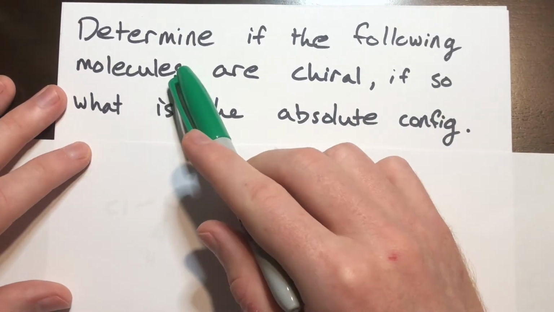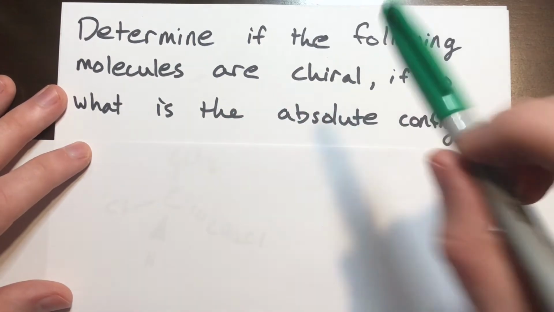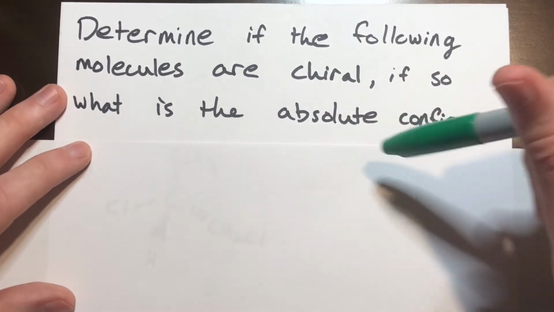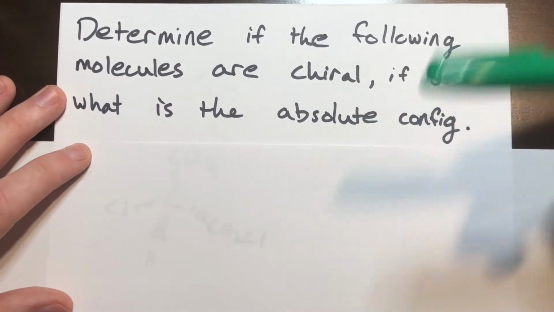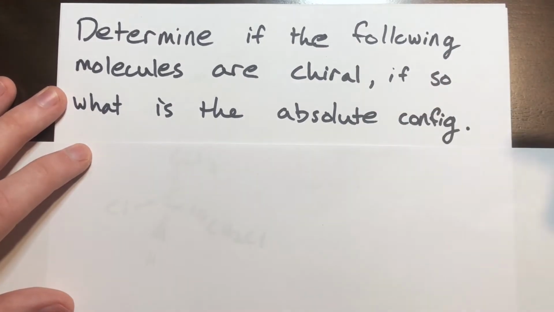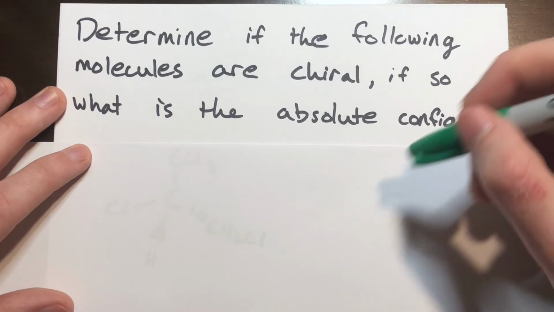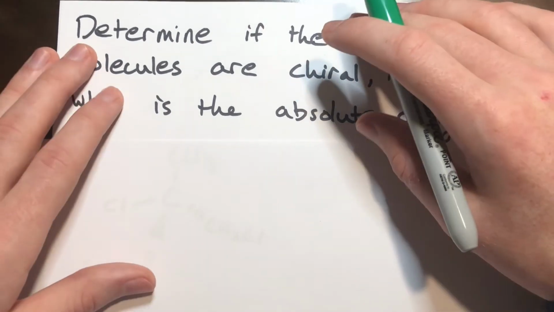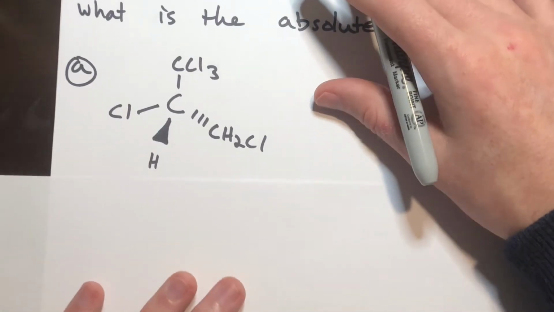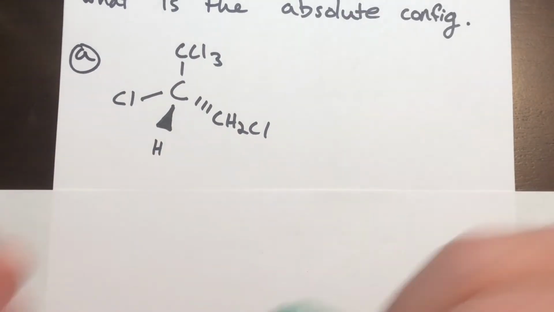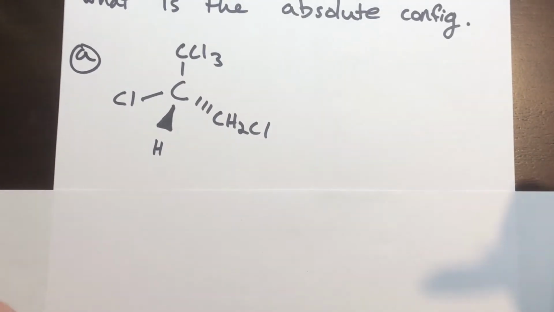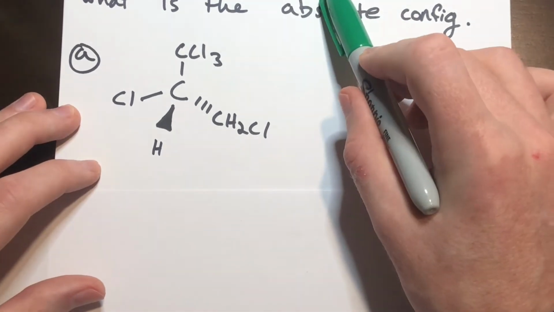So here the question is to determine if the following groups are chiral. That is our first task. And then if they are, what is the absolute configuration? The second part, if they're chiral, we'll tie all together using the Cahn-Ingold-Prelog rules and our idea of absolute configuration. So here, if we look at molecule A, we have to look at each potential chiral center and determine if they're chiral to make this assessment.